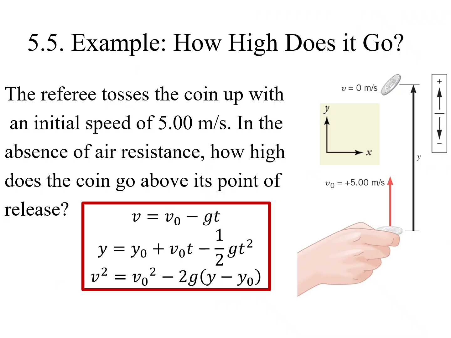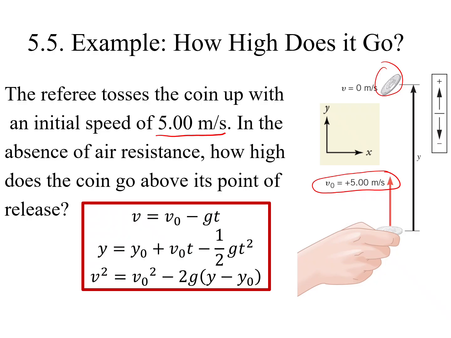Let's look at another example. The referee tosses the coin up with an initial speed of 5 meters per second. In the absence of air resistance, how high does the coin go above its point of release? Now here we have a picture given. So the initial velocity is 5 meters per second. And when you toss the coin up, it goes up and comes to a stop when it reaches the maximum height. So final velocity is equal to 0.